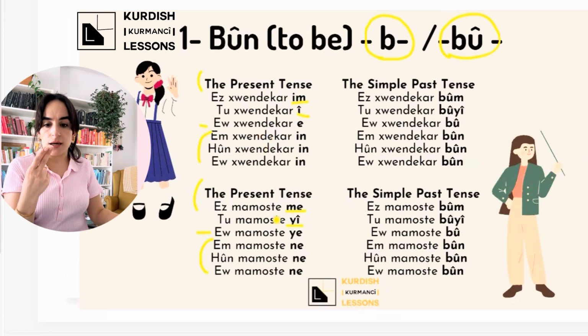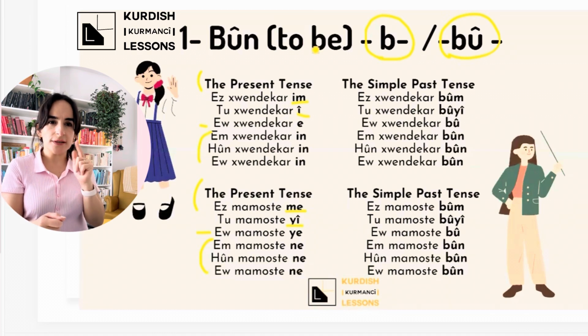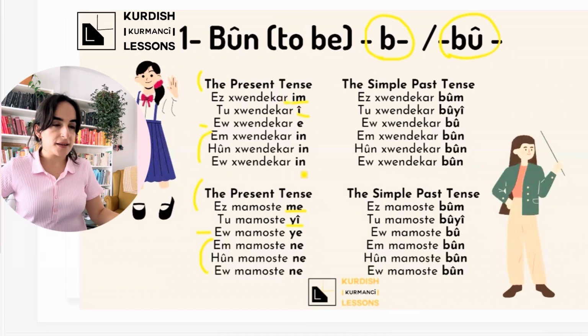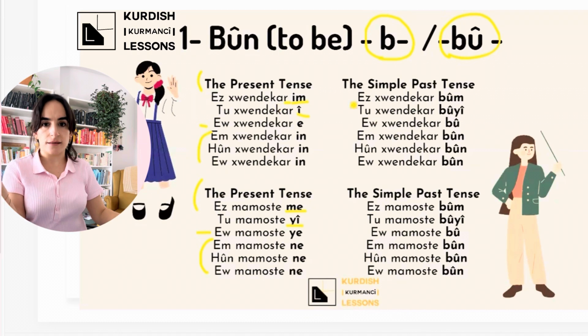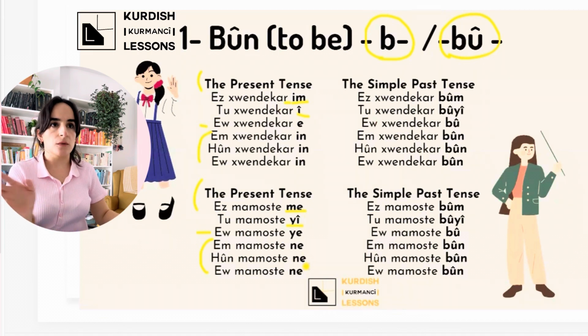Here we have to be in the present tense because when you need to conjugate bun in present tense, you need to check the last letter of the previous word before the verb. Here, im, e, n are the verbs, and the last letter of the previous word is r, a consonant. And here, mamosteme, mamostei, mamosteye, the last letter of the previous word is a vowel. So it depends on vowel and consonant. If it is a consonant, it's im, e, n. If it's a vowel, it's me, yi, ye, ne. It is the rule, always.